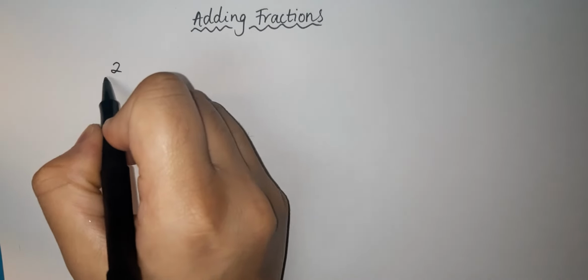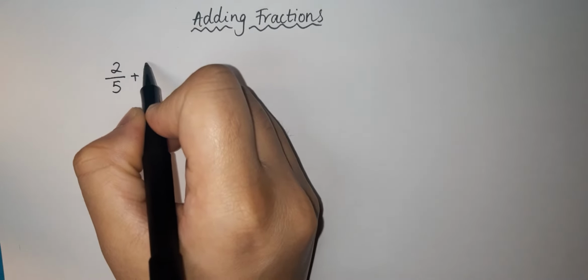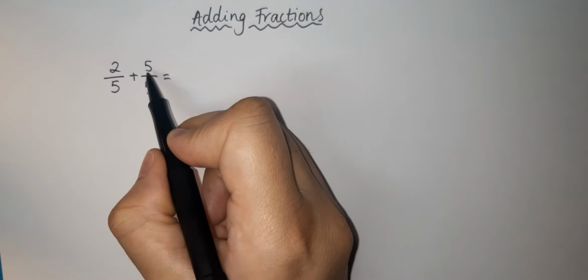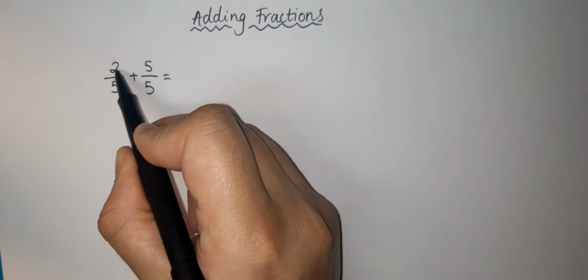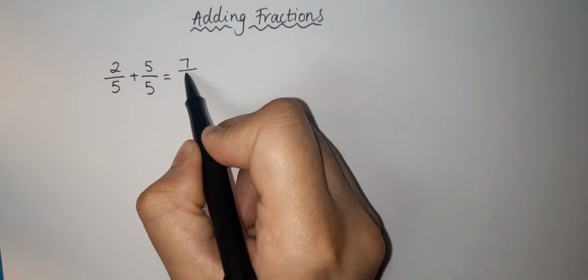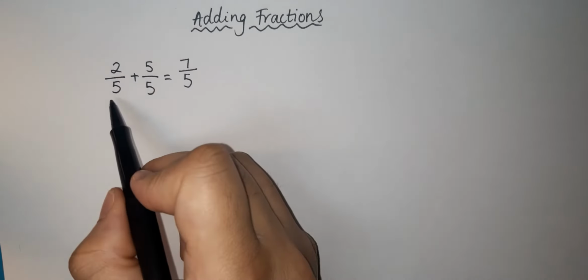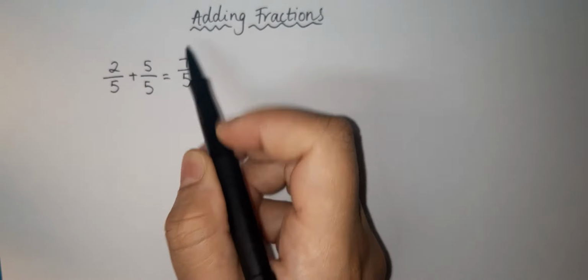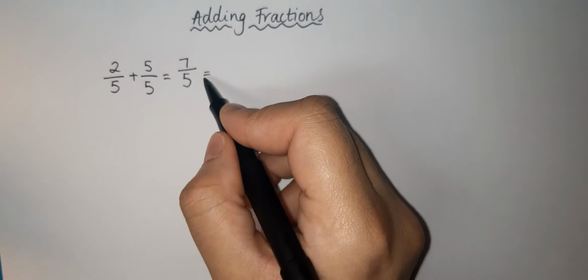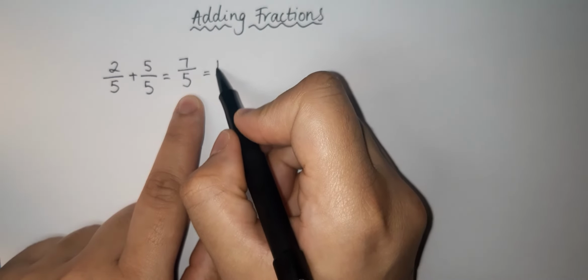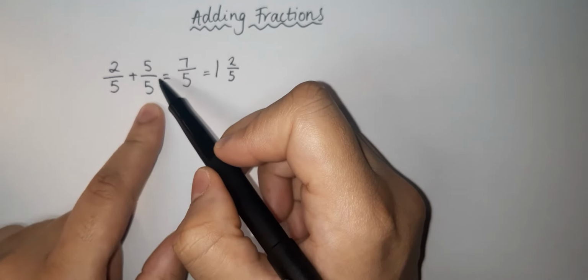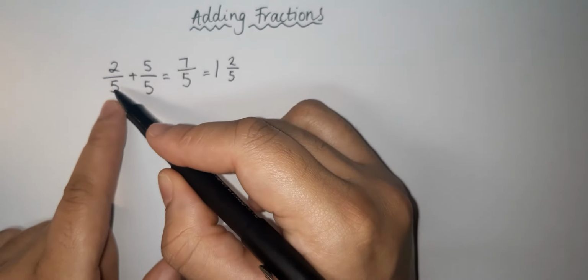Now if we look at a very simple example like 2 over 5 add 5 over 5, we would get 5 plus 2 or 2 plus 5, which is 7 over 5. Because the denominators are the same, we can just add the top numbers. This can also be written as a mixed number where we have 1 and 2/5. We could see that as well here because 5 over 5 is 1 and we've got 2/5.